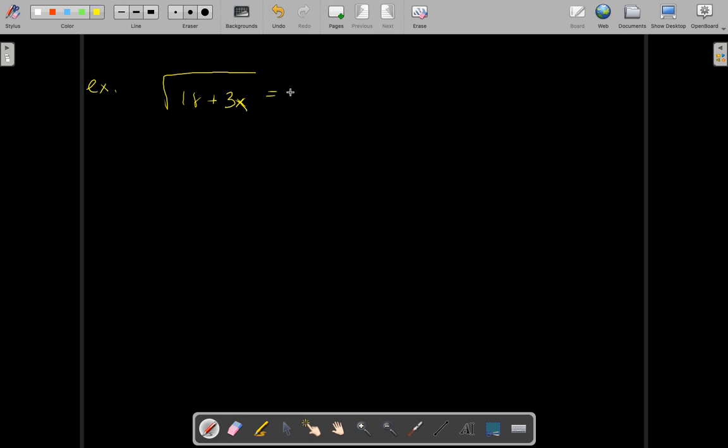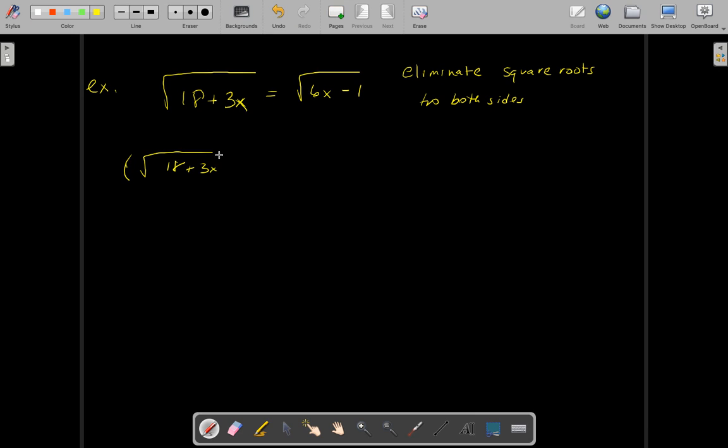That's an x. Sorry, that's an x equals the square root of 6x minus 1. So these are all values here, and these are both square roots. So what we need to do again is eliminate the square roots from both sides. We're going to square this, and we're going to square this as well.